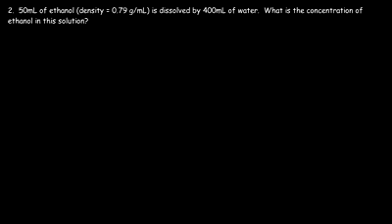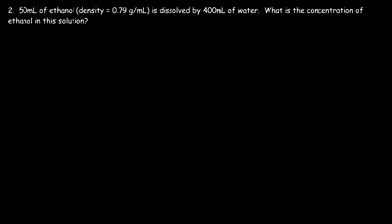Number 2. 50 milliliters of ethanol is dissolved by 400 milliliters of water. What is the concentration of ethanol in the solution? So which one is the solute and which one is the solvent? The solute is dissolved by the solvent. The solvent is water in this problem. The solute is ethanol. Typically, the solvent is usually in greater quantity than the solute. We have a lot more water than ethanol, so water dissolves ethanol in this case.